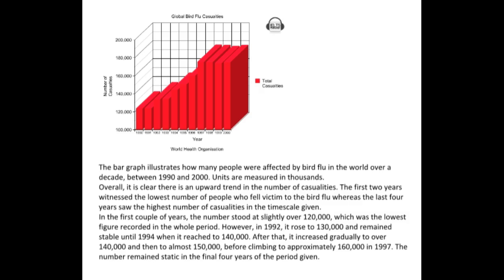The bar graph illustrates how many people were affected by bird flu in the world over a decade between 1990 and 2000. Units are measured in thousands. Overall, it is clear there is an upward trend in the number of casualties. The first 2 years witnessed the lowest number of people who fell victim to the bird flu, whereas the last 4 years saw the highest number of casualties in the time scale given. Lovely. Perfect. No issues at all. It's good. It's very good.